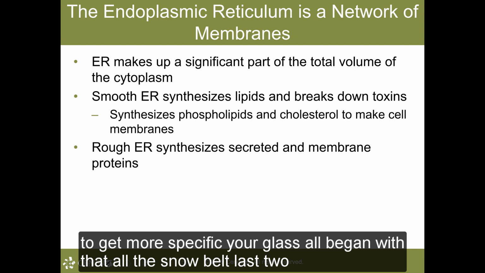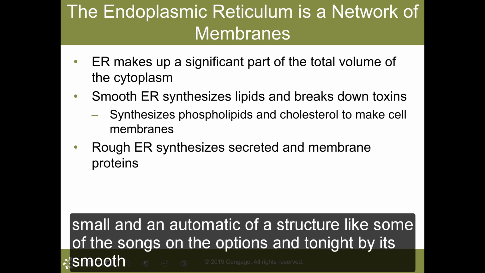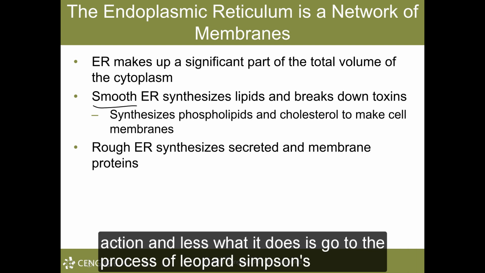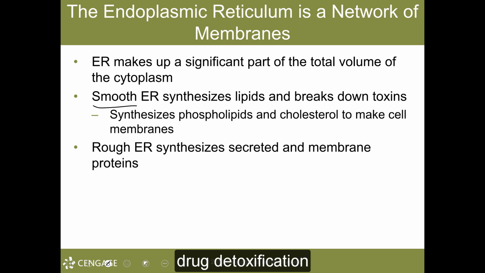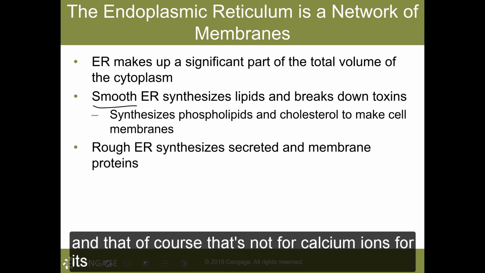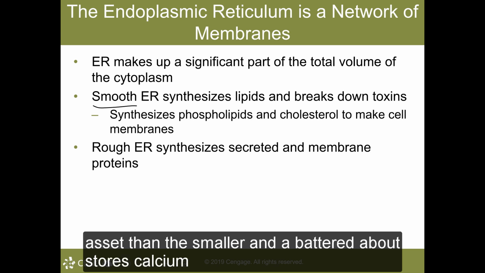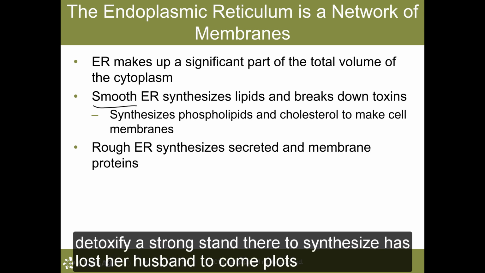So to get more specific here, class, I'll begin with that called the smooth endoplasmic reticulum. The smooth endoplasmic reticulum, class, in structure lacks ribosomes on the outer surface. Hence the name, class. It's smooth. Functionally, class, what it does is go through the process of lipid synthesis. That's one. Drug detoxification. That's two. And then, of course, it's there for calcium ion storage. I say again, the smooth endoplasmic reticulum, class, stores calcium, detoxifies drugs, and is there to synthesize lipids.